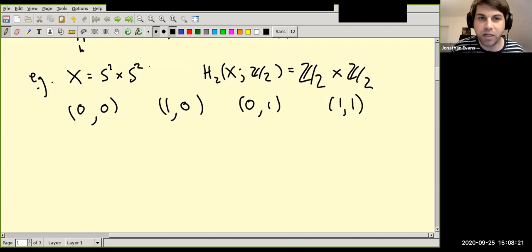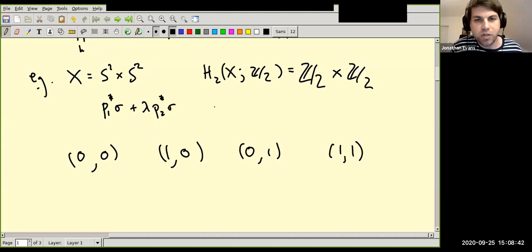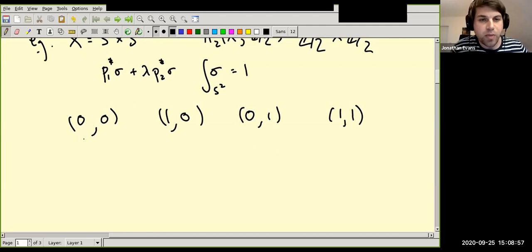And I also need to tell you which symplectic form I'm talking about. I'm talking about the symplectic form P1 star sigma plus lambda P2 star sigma. So sigma is the area form on S2 with area 1. So we're giving the first factor area 1, the second factor area lambda. I may decide to switch the lambda to the first factor later. Okay, so what is the minimal non-orientable genus of a Lagrangian that is null homologous?